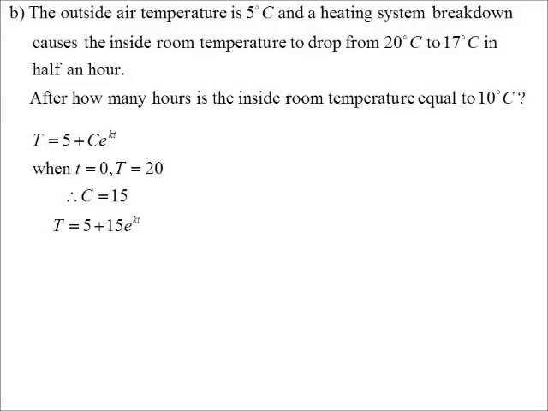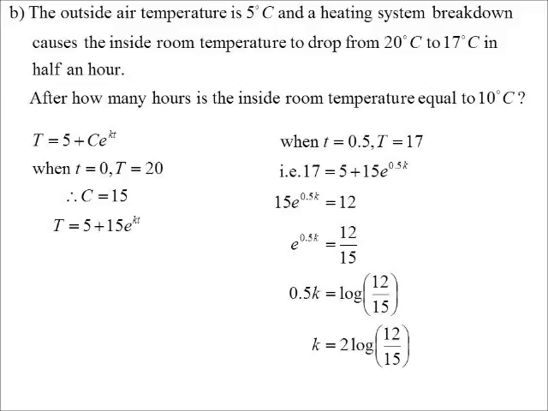So C will be 15 because we said C plus A, or C plus N, or whatever letter you're using, those two added together will be the initial. So 5 plus 15 is 20. Now to work out the constant, we know after half an hour, temperature has dropped to 17. So subbing that in and playing around with it, getting K the subject, there's our constant, 2 log 12 on 15. Well, actually, I suppose we could simplify the 12 on 15, couldn't we? But anyway.